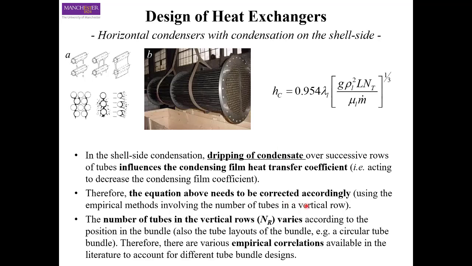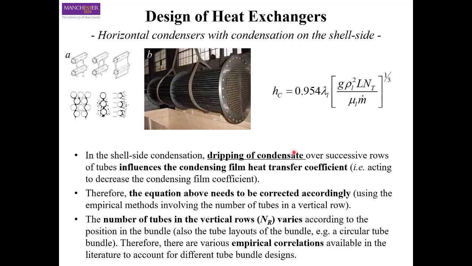However, in a tube bundle, the number of tubes in vertical rows varies according to the position in the bundle and also the tube layout inside the exchanger. For example, you can have a circular tube bundle or a square tube bundle. These are the most common types of bundles inside a shell and tube arrangement.